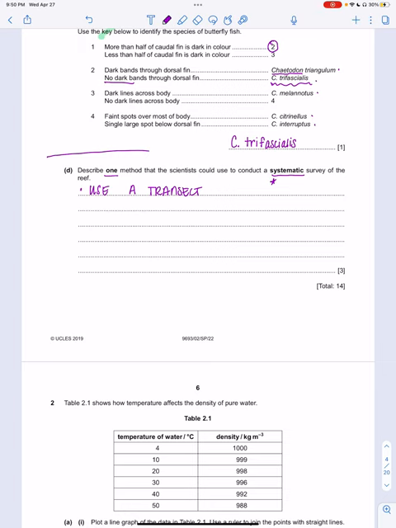Within this, you could say specifically a belt transect, or you could say a line transect. If you look at the mark scheme, you can see on the side, I believe it says A, which means accept, allow them to say a belt or a line transect. And then you can also use a quadrat. You can throw that in there too.